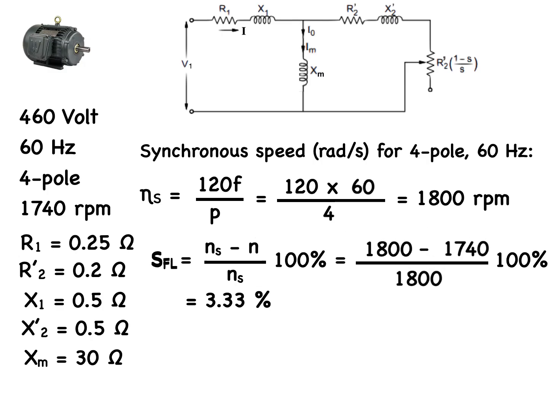A quick physical note: slip tells us how far the rotor lags the rotating magnetic field. Small slips, a few percent, are normal at rated load. Larger slips mean the motor is more heavily loaded and losing efficiency.